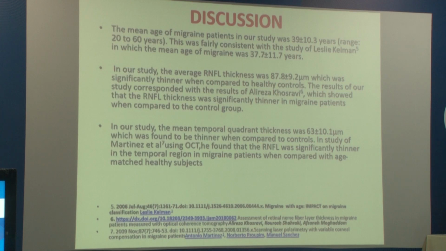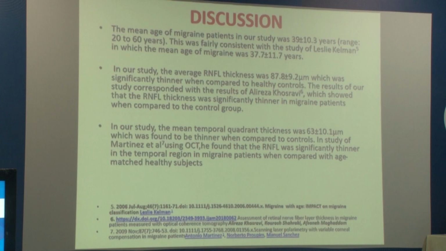Coming to discussion, the mean age of migraine patients in our study was 39 plus minus 10.3 years. This was fairly consistent with the study of Leslie-Kalman, in which the mean age of migraine was 37.7 plus minus 11.7. In our study, the average RNFL thickness was 87.8 plus minus 9.2, which was significantly thinner when compared to healthy controls. The results of our study corresponded with the results of Ali Reza Khosravi, which showed that the RNFL thickness was significantly thinner in migraine patients when compared to the control group.